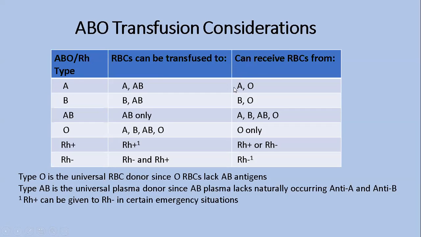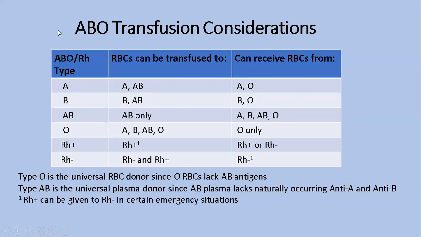Remember, you can always get your own type, which is A. And we're going to see throughout that O, as I mentioned on the last slide, is the universal red cell donor because O red cells lack A and B antigens. And so we can see that O can be given to anybody.